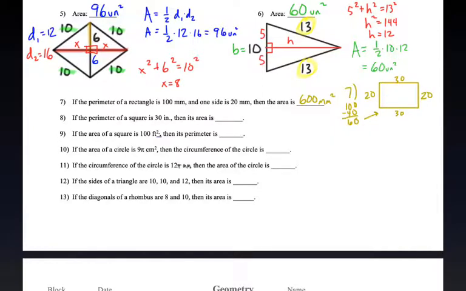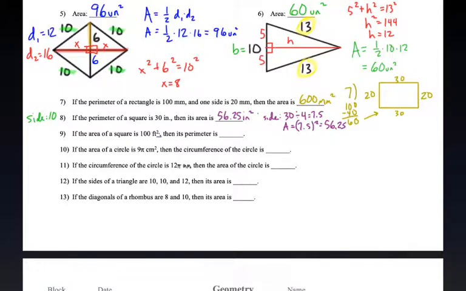Number 8, the perimeter of a square is 30 inches. Therefore, each of the sides, 30 divided by 4, all the sides are the same, is 7.5. 7.5 squared is 56.25 inches squared.